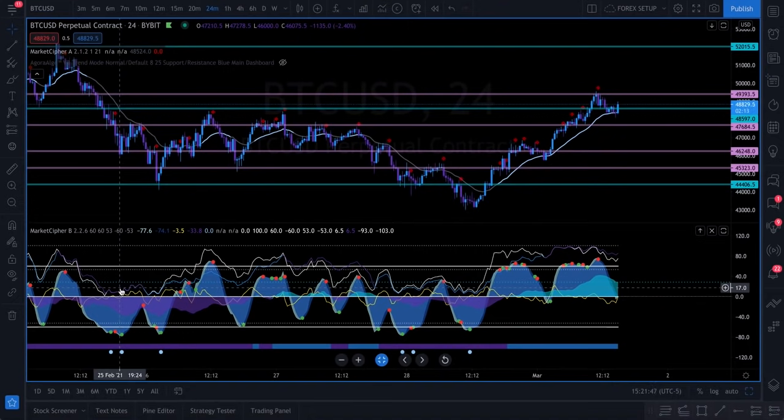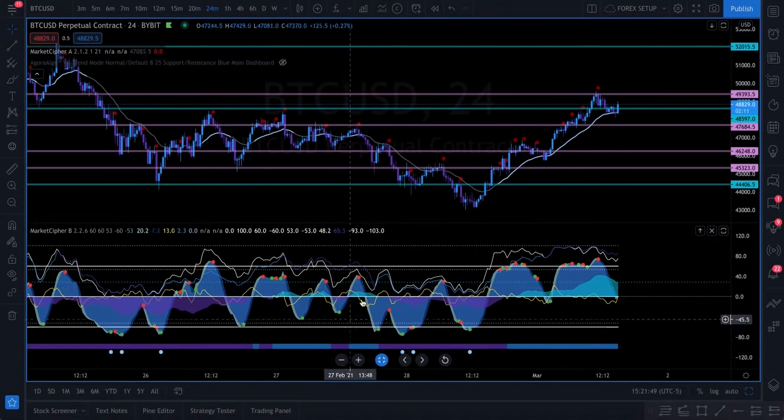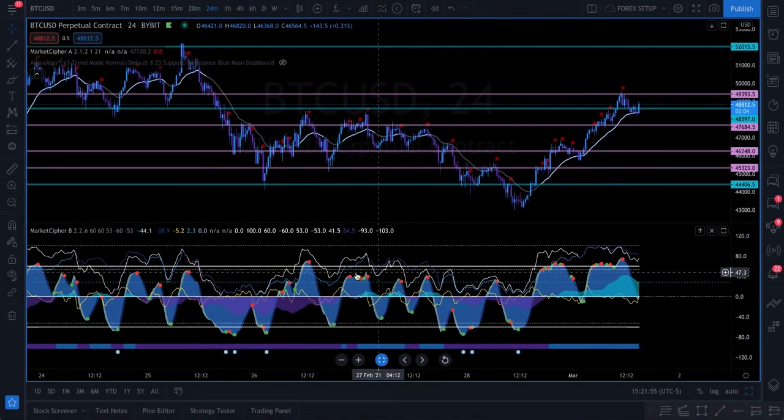This is a skill. Looking at Market Cipher B is a skill that takes time. You need to learn how to read it. You're not just looking for dots. You're looking at this thing as an entire entity. It's telling you the flow of the market.